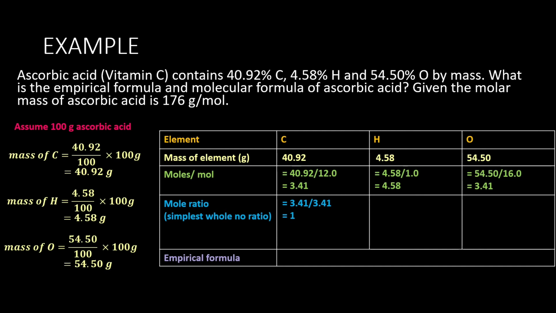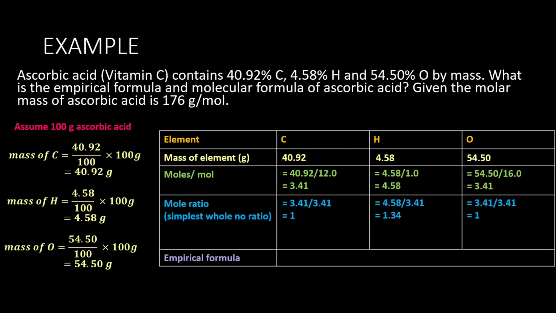To calculate the mole ratio for hydrogen, apply the same thing. 4.58 divided by the smallest mole, 3.41, we get 1.34. To calculate the mole ratio for oxygen, do the same thing. 3.41 divided by the smallest mole, 3.41, and we get 1.